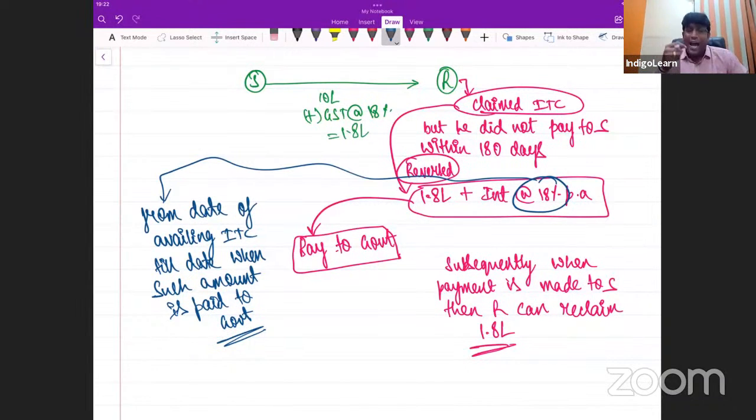And that interest is on the ITC figure only, of course. The interest is on the ITC which you enjoyed. That's it. I'll proceed.